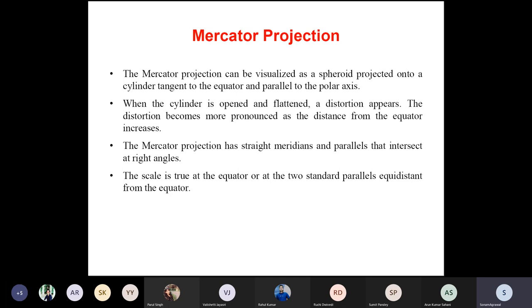The second part says the scale is true at the two standard parallels equidistant from the equator. When will this be the case? It will happen when the cylinder is secant to the globe, and it will intersect the globe. In that case, if the cylinder is intersecting the globe, it will intersect at two points, not at one point. The two points at which the cylinder is intersecting the globe will give you the two standard parallels. These standard parallels will be equidistant from the equator, one at the north, another one at the south. And these two standard parallels will have true scale.